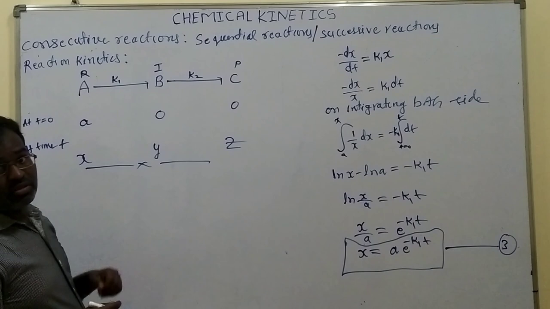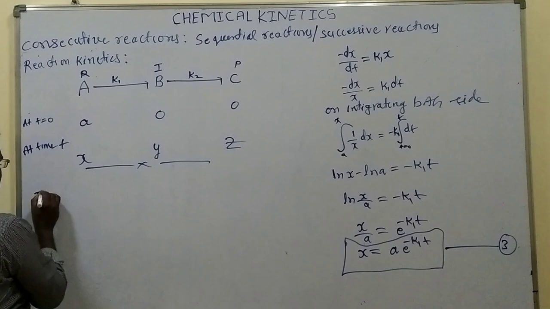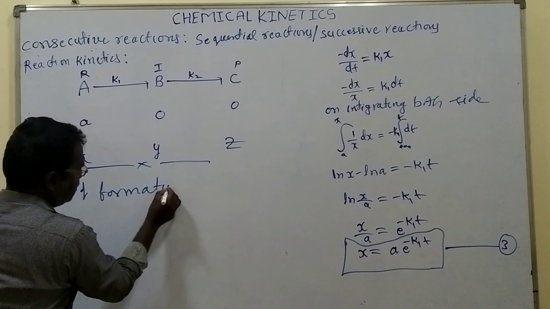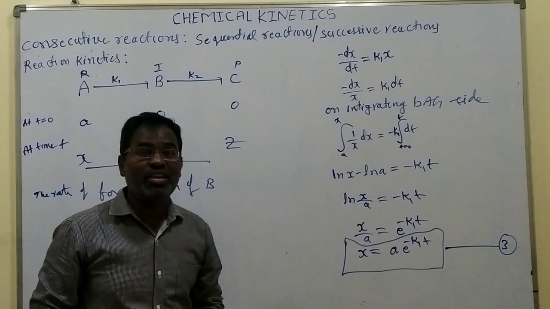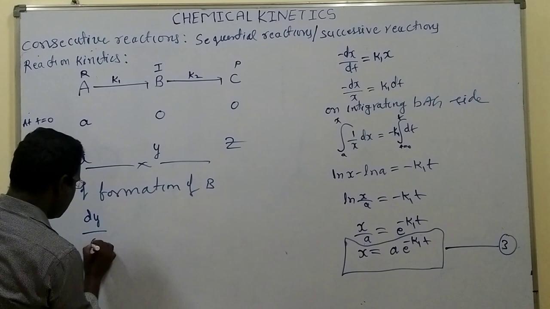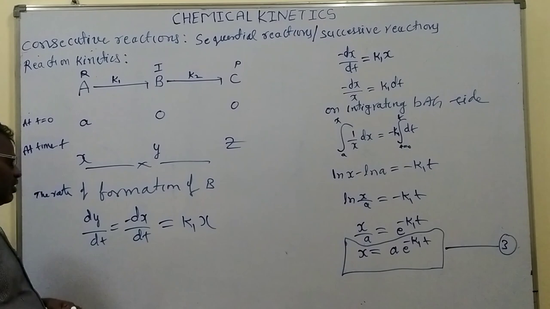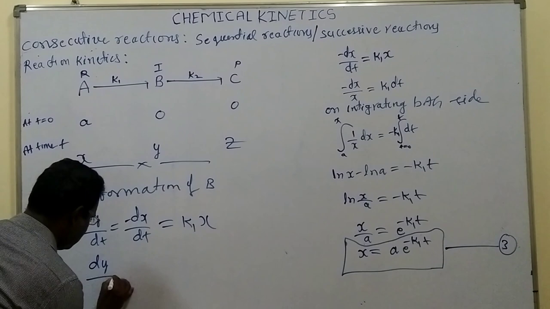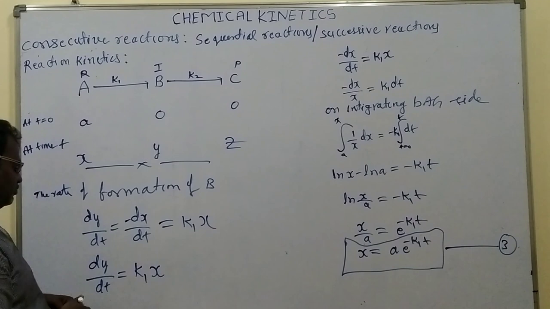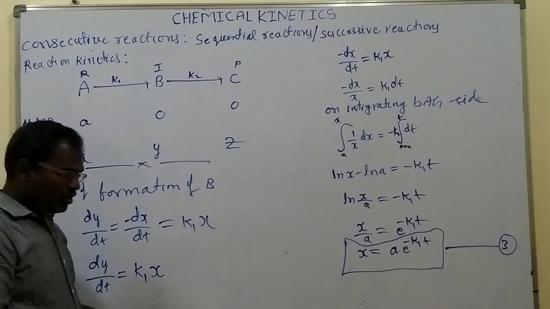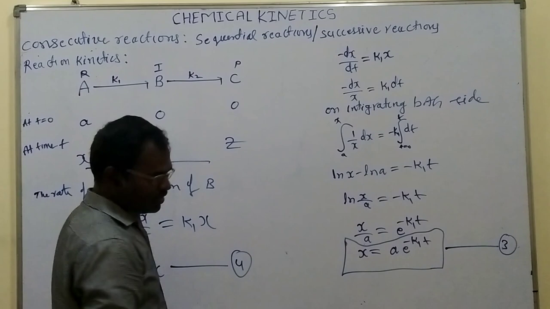The rate of formation of B is equal to the rate of dissociation of the reactant A. So dy/dt is equal to minus dx/dt, which is equal to k1 into x. That's why, in the simple way, dy/dt is equal to k1 into x. Assume this is equation 4.